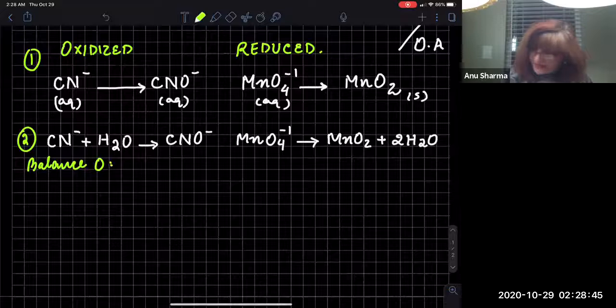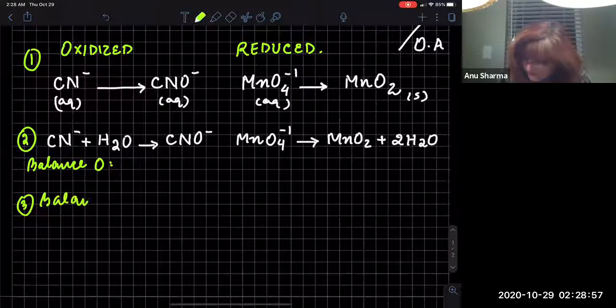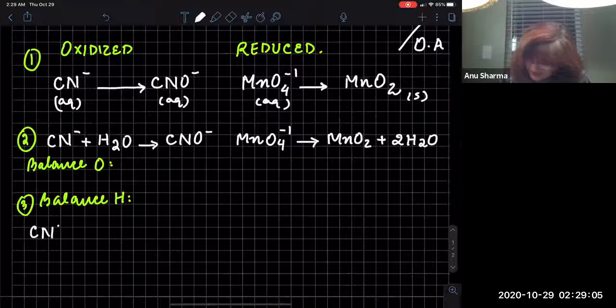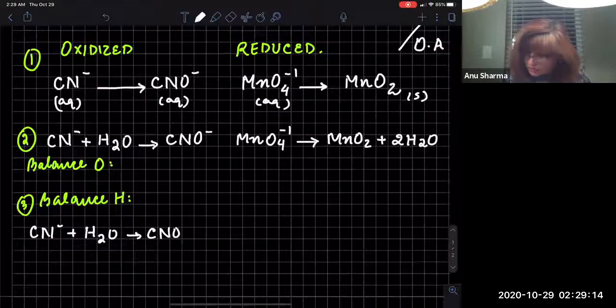Okay, next comes the balancing of hydrogen. So balance hydrogen. And how do we do that? We are going to add the hydrogen ions. So let's do this. CN negative plus. We have 2 hydrogens here. So how many hydrogen ions do we need on that side? That's going to be 2 plus 2 hydrogen ions.